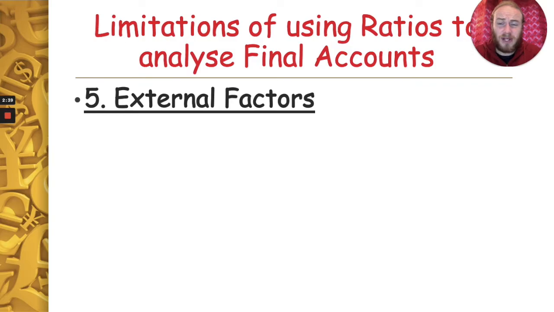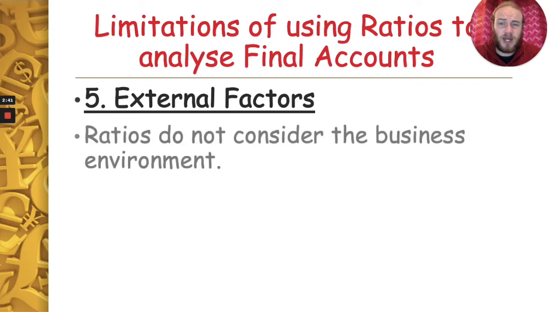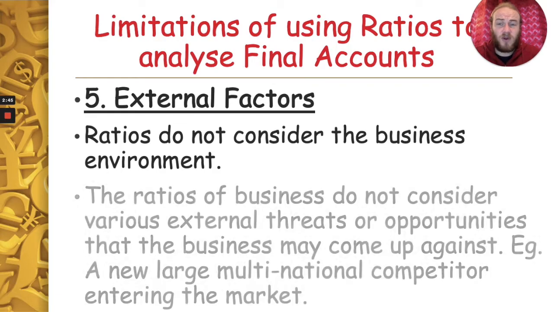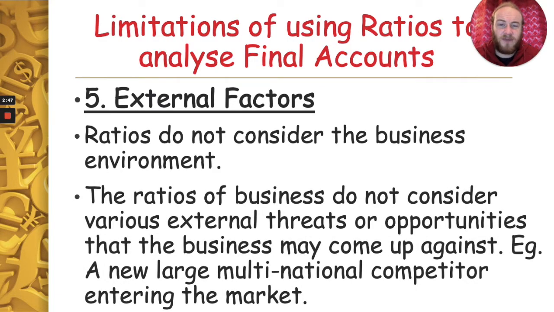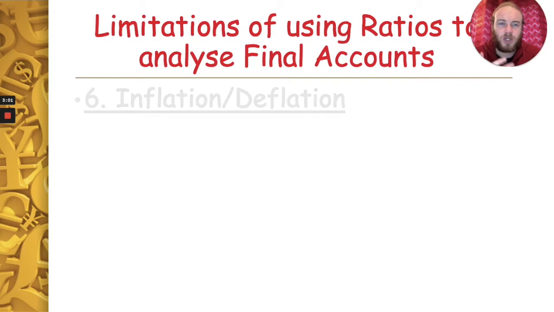The other thing to think about is external factors. Ratios don't look at the wider business environment, so you've no idea what other factors are at play. For example, there could be new competition in the market which is going to affect the business, or even look at the times we're in now, with COVID. COVID is a massive external factor which is going to have a massive effect on the business as well, and your ratio figures aren't going to show us that.